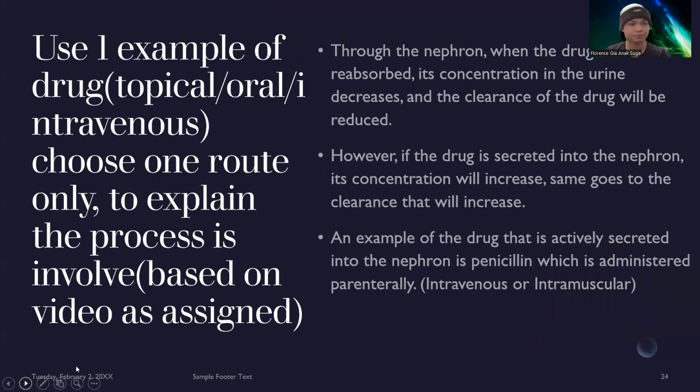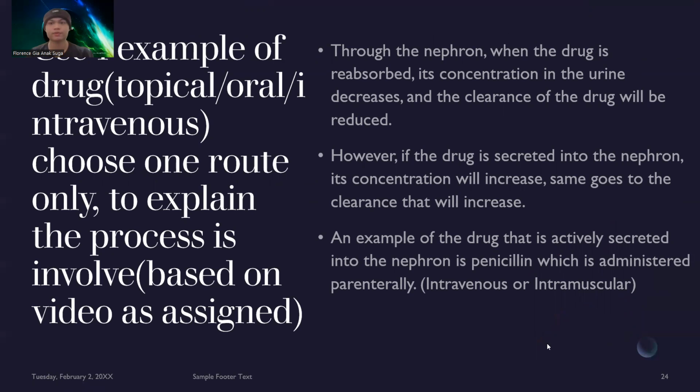So we move on. As an example, through the nephron, when a drug is reabsorbed, its concentration in the urine decreases and the clearance of the drug will be reduced. However, if the drug is secreted into the nephron, its concentration will increase, and the clearance will also increase. An example that is actively secreted into the nephron is penicillin, which is administered parenterally. It could be either intravenous or intramuscular.